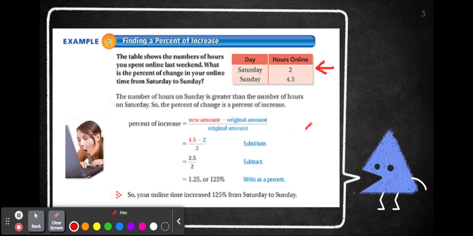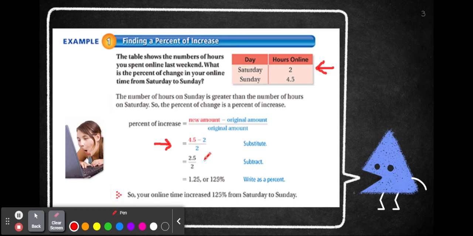What you would do at this point is think about which of these numbers is greater. Since 4.5 is greater than 2, you know that the formula is going to begin with 4.5 on the top, subtracting 2. You also know that this would be a percent of increase because as time passes from Saturday to Sunday, the number of hours online goes up. So you would start by plugging in 4.5 minus 2 on the top, and then you'll divide that by 2.